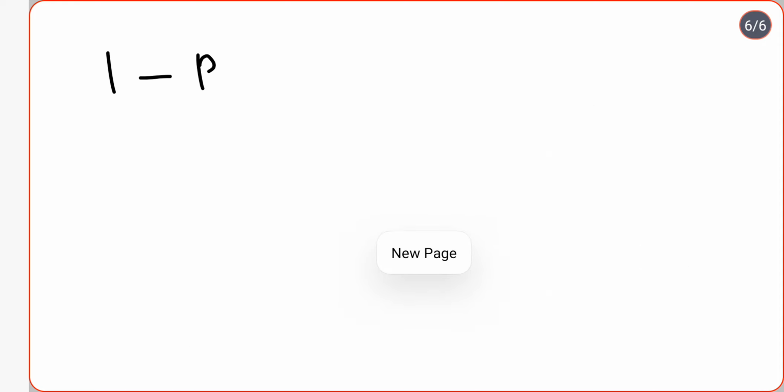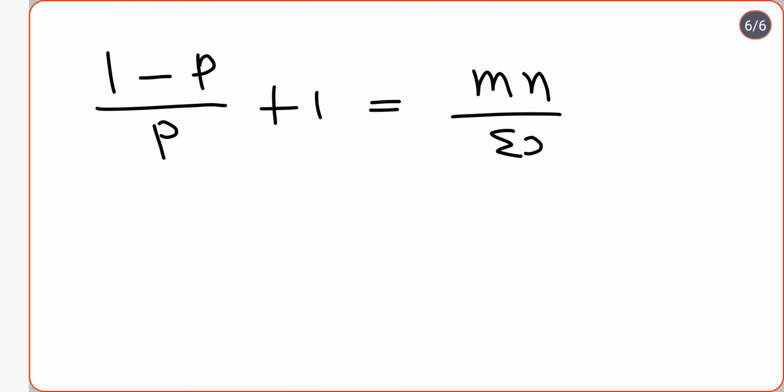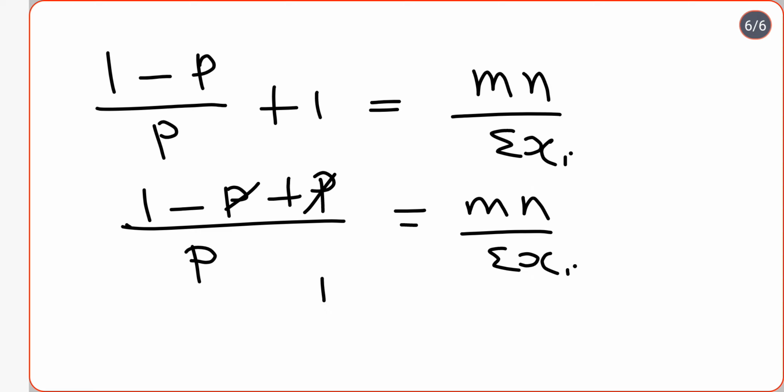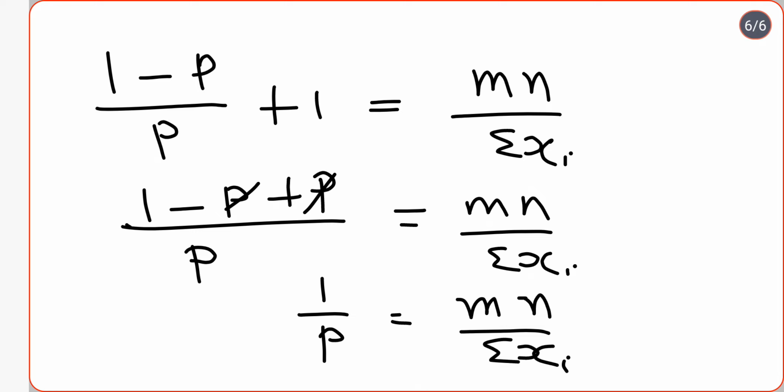It will become (1 minus p) by p plus 1 equals mn by summation xi. If we solve it, it will be p(1 minus p) plus p, and we have mn, sorry, it is not summation, mn by summation xi on the right hand side. Now p and p will be opted out. We will have only 1 by p equals mn by summation xi. Just cross multiply, we will get the value of p equals summation xi by mn.